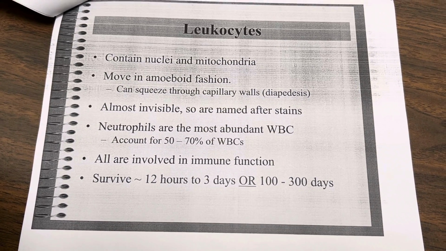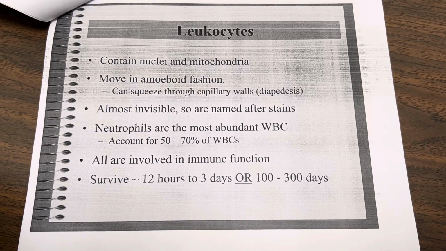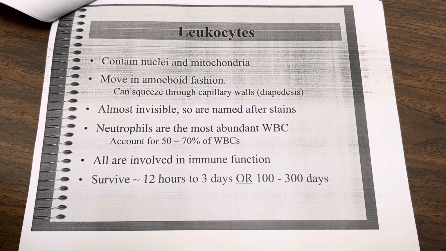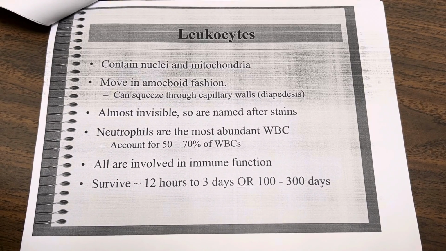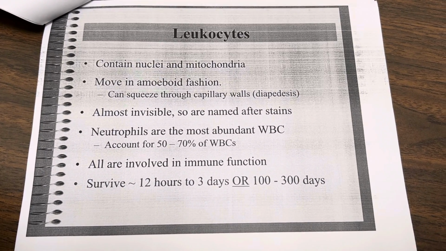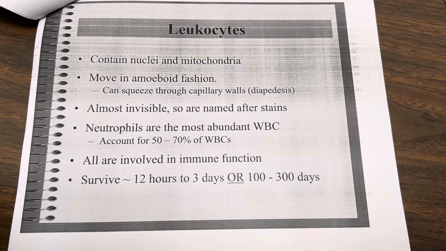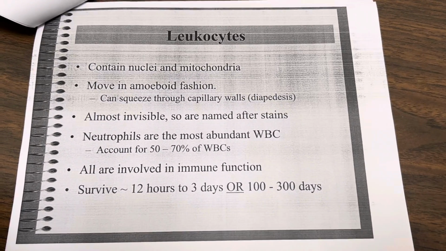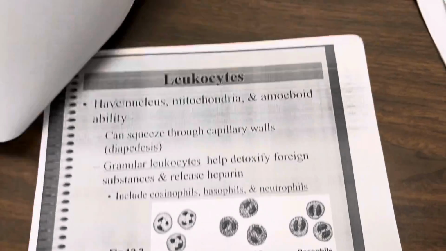Neutrophils are the most abundant of the white blood cells, accounting for 50 to 70% of white blood cells. All are involved in immune function. Leukocytes survive 12 hours, or 3 days, or 100 to 300 days. So leukocytes are white blood cells, and all white blood cells are involved in immune function.